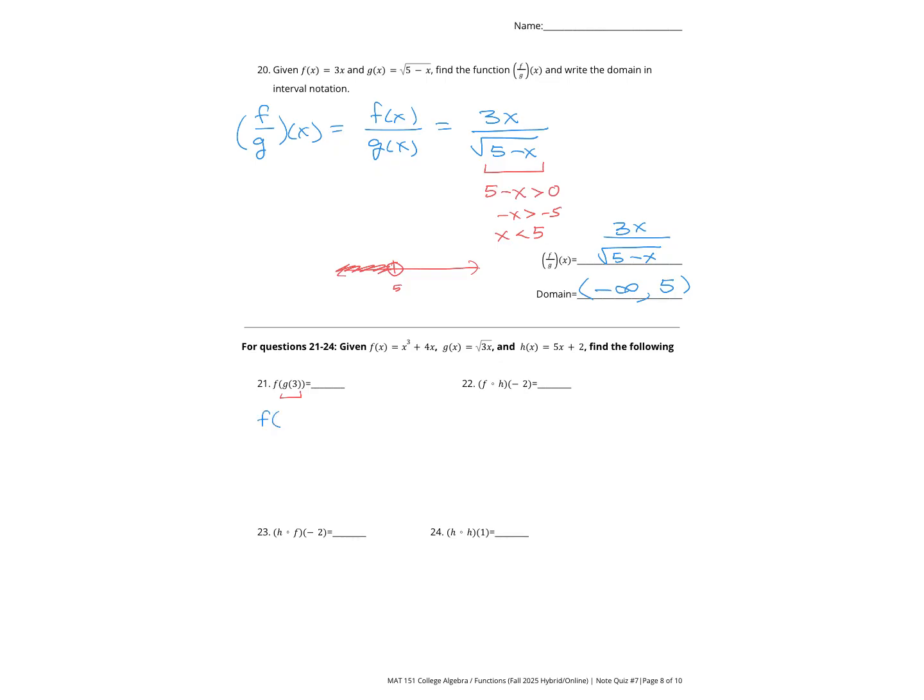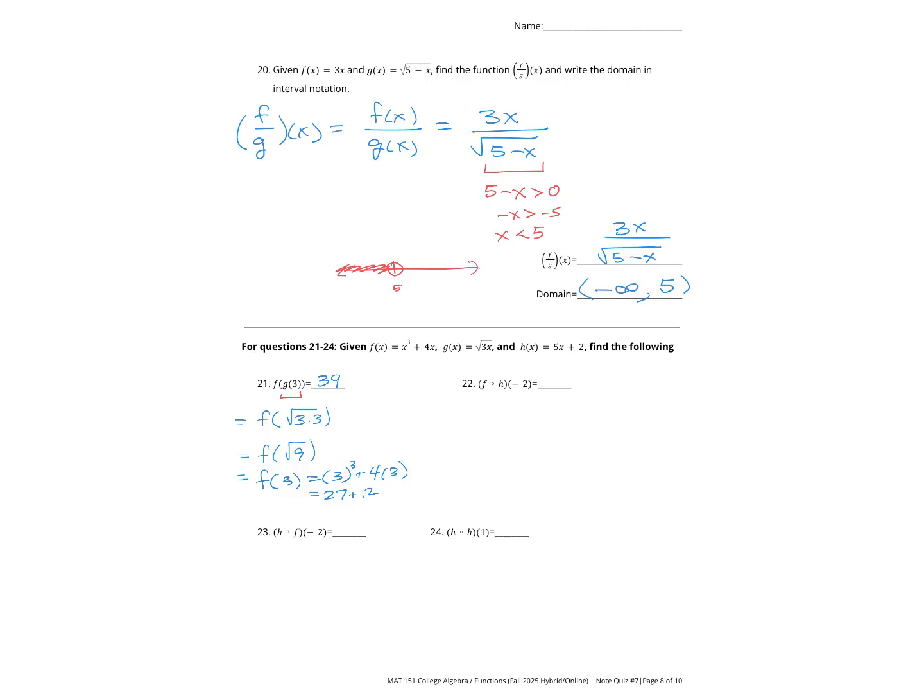So g of 3, if you look at it, is the square root of 3 times 3, which is just going to be the square root of 9, which is going to be a 3. But we're not done, because now we got to take that 3 and substitute it into the f. So we're going to get 3 cubed plus 4 times 3. And that's going to be 27 plus 12, which makes a total value of, looks like 39. So 39 is the result of that composition.